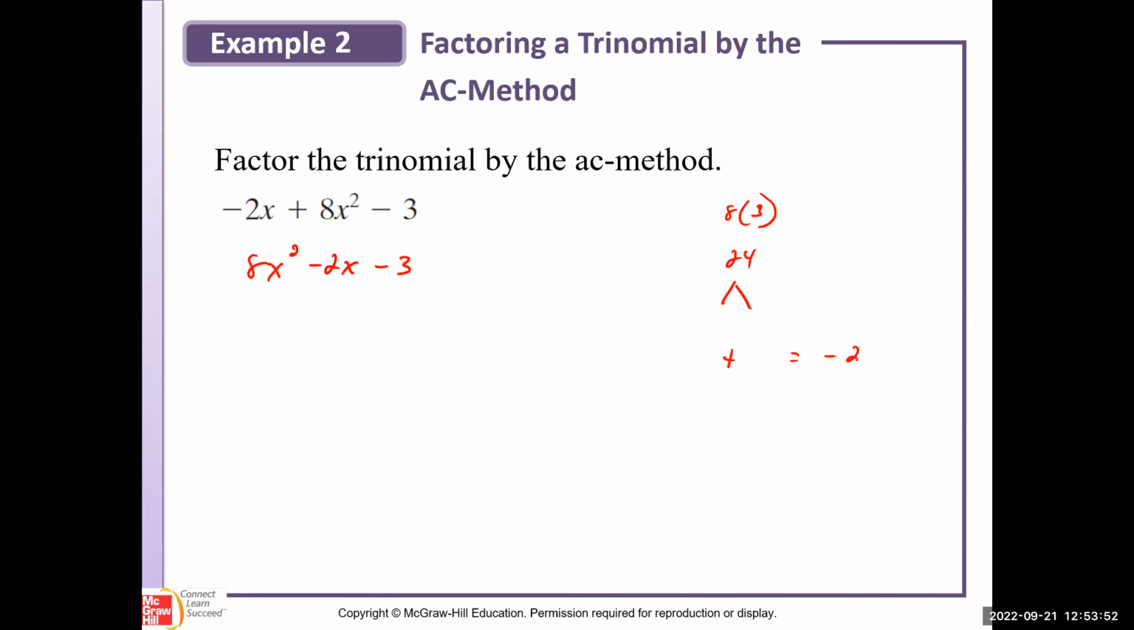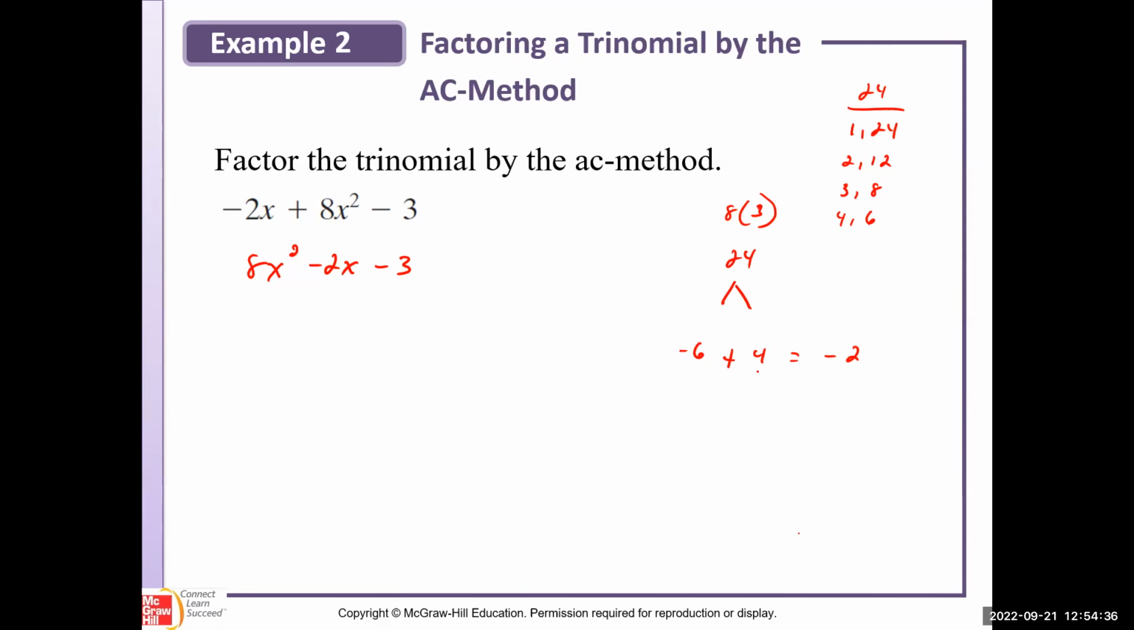And so if we list the factors of 24, we have 1 and 24. We have 2 and 12. We have 3 and 8. And so we have 4 and 6. And so if you think about 4 and 6, 6 minus 4 is a positive 2. And so if I make this one a negative 6 and this one a positive 4, so negative 6 plus 4 is going to give me my negative 2.